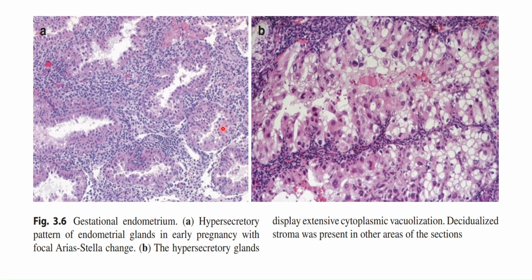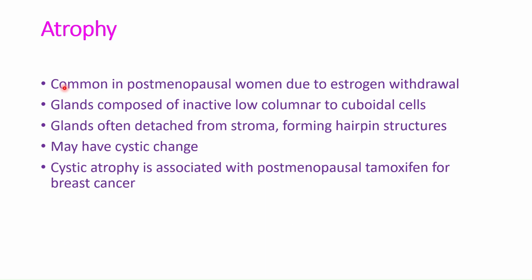This is hypersecretory pattern in the early pregnancy with focal area of Arias-Stella reaction, where there is abundant vacuolated cytoplasm in the cell. These are the vacuolization of the cells of the gland, and you will find decidualized stroma in these changes.